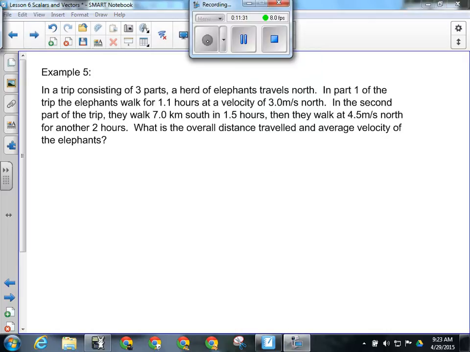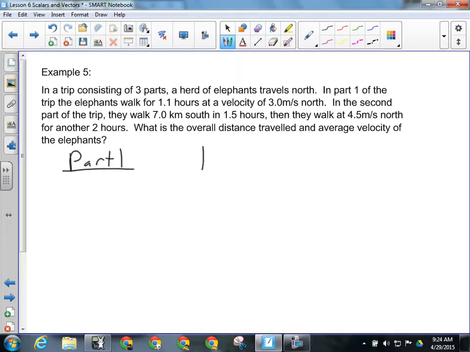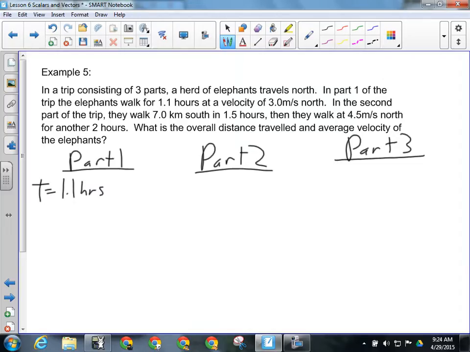Alright, let's have a look at this one. So we got a trip consisting of 3 parts. So the first thing I want to do is write down my givens, part by part. Okay, so in part 1 of the trip, the elephants walk for 1.1 hours at a velocity of 3.0 meters per second north.